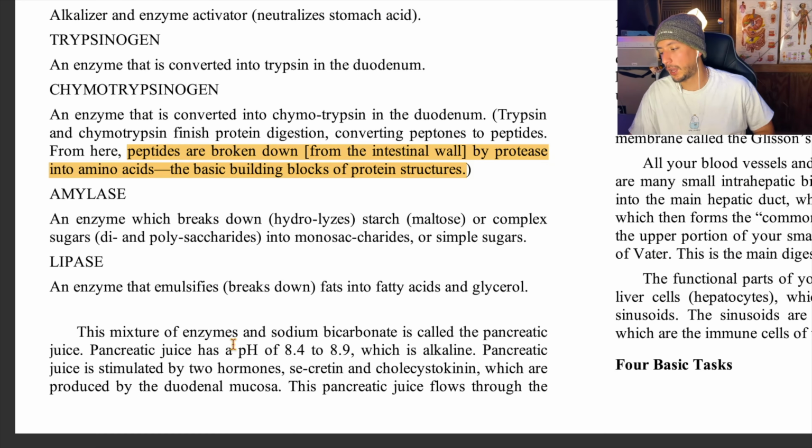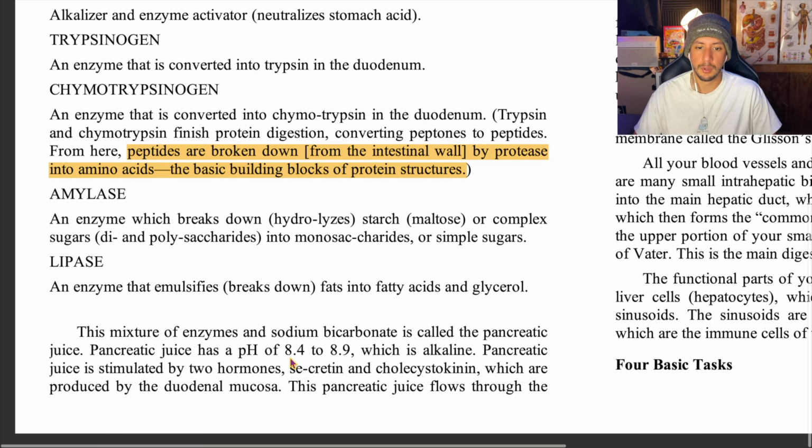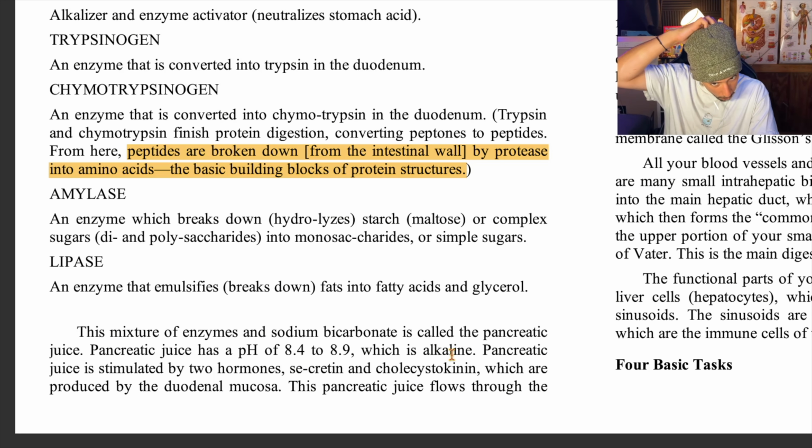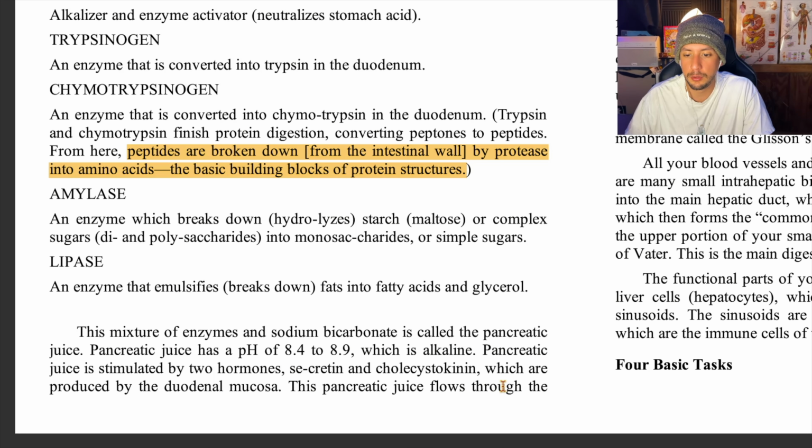This mixture of enzymes, which is pretty big spectrum, it's taking down protein, it's taking down complex carbohydrates, it's taking down fats in various different forms. This mixture of enzymes and sodium bicarbonate is called the pancreatic juice. Pancreatic juice has a pH of 8.4 to 8.9, which is alkaline. Way more alkaline than your tap water.